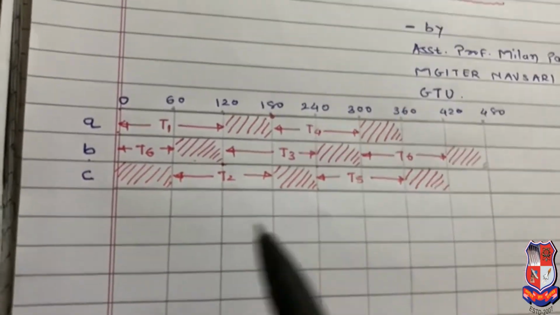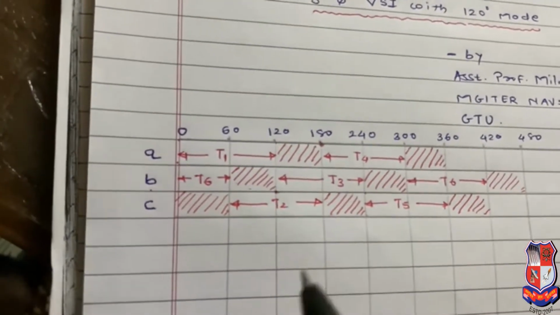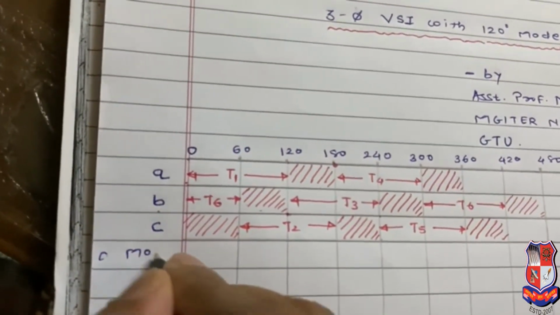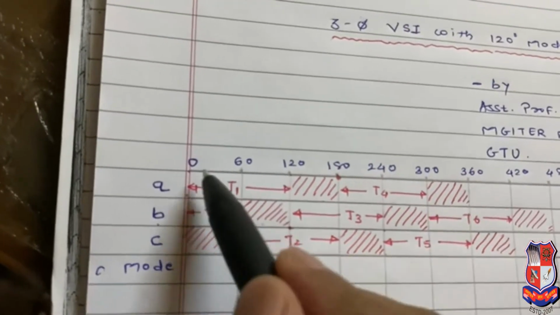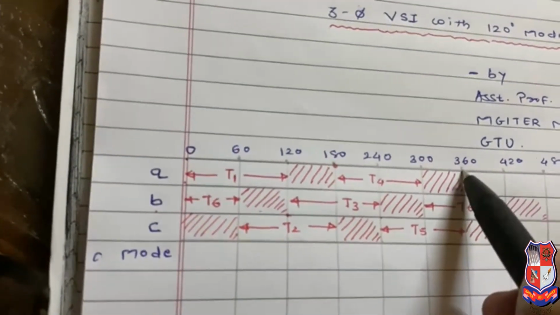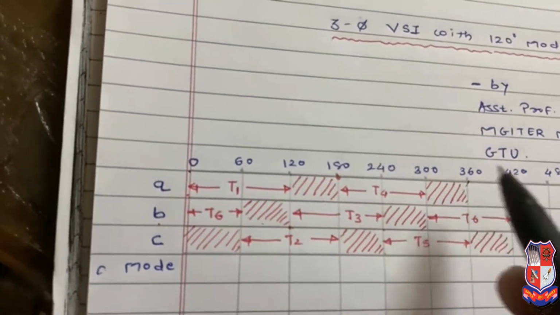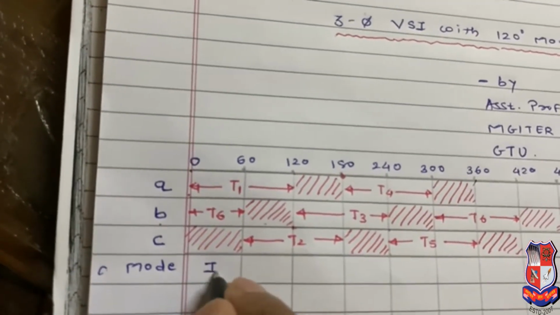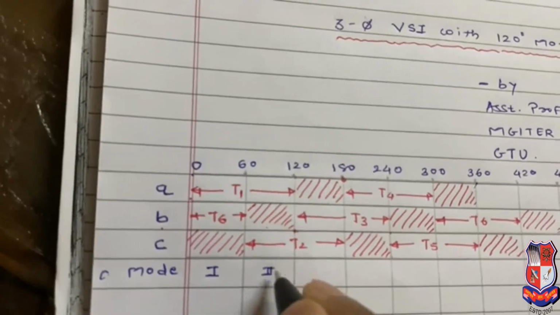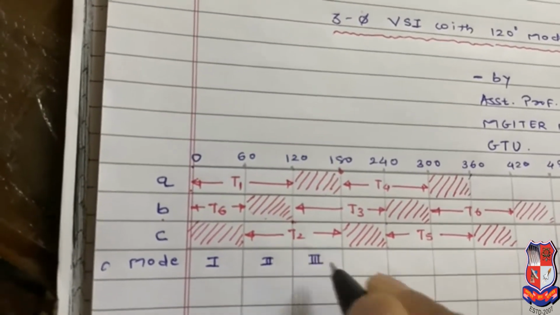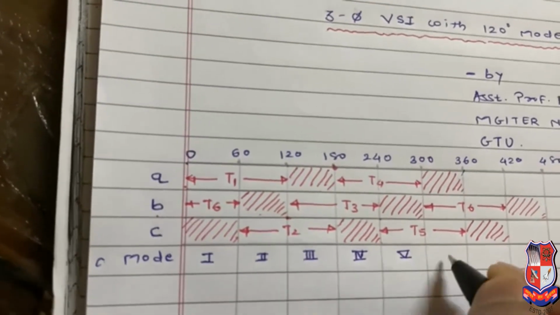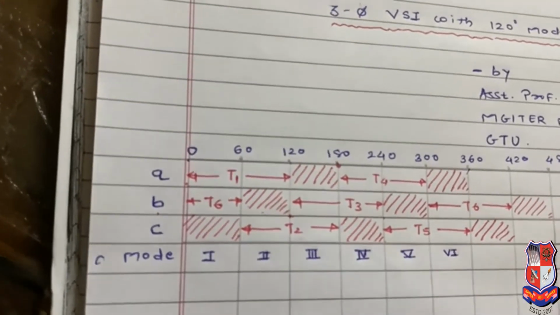So this is our switching sequences. So now we will derive 6 modes for 0 to 360 degree cycle. This is mode number 1, this is mode number 2, this is mode number 3, this is mode number 4, this is mode 5, this is 6.